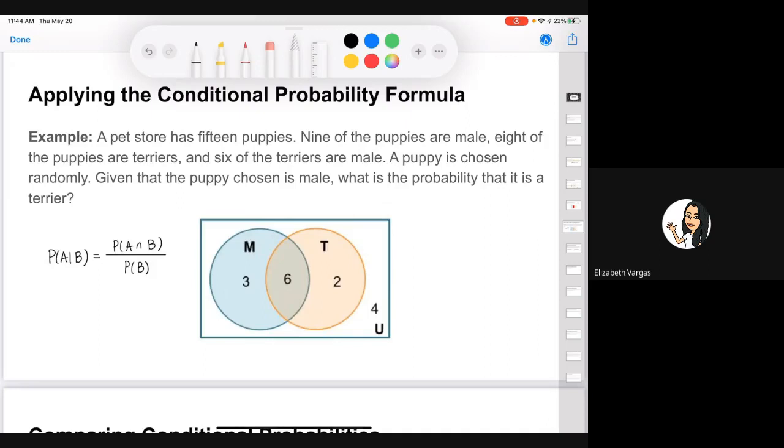So this says a pet store has 15 puppies. So there's a total of 15 puppies distributed in this diagram. 9 of the puppies are male. 8 of the puppies are terriers. 6 of the terriers are male. A puppy is chosen randomly.